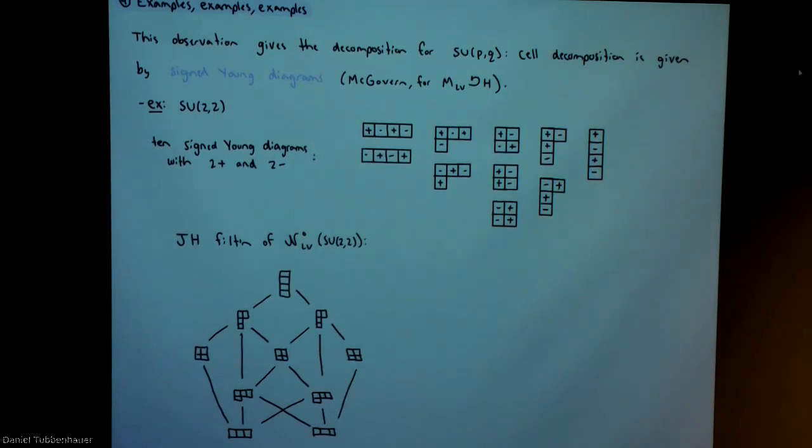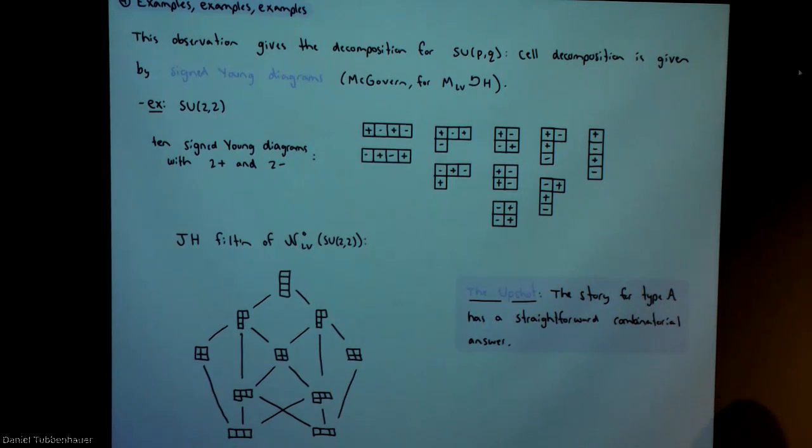So these give us all of our cells, and this tells us its structure as a module category over Soergel bimodules, which is kind of nice. So the upshot of these computations here is just that the story for type A has a very straightforward combinatorial answer, given in terms of signed Young diagrams. And the story for other types is to be determined.